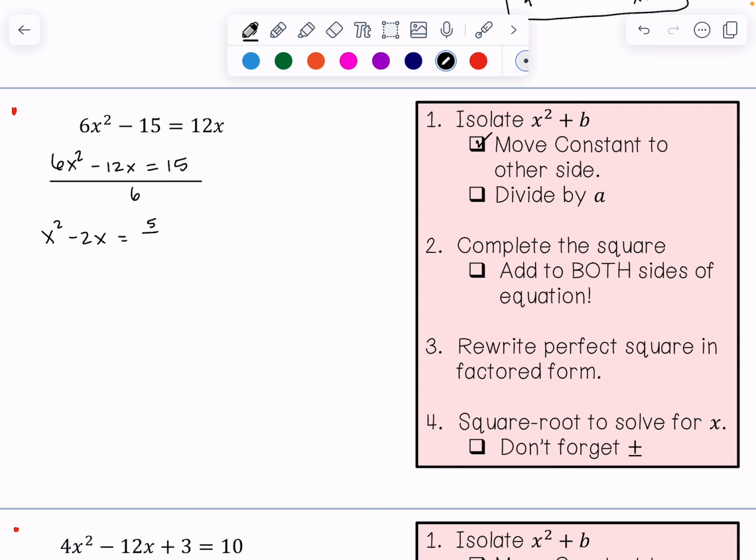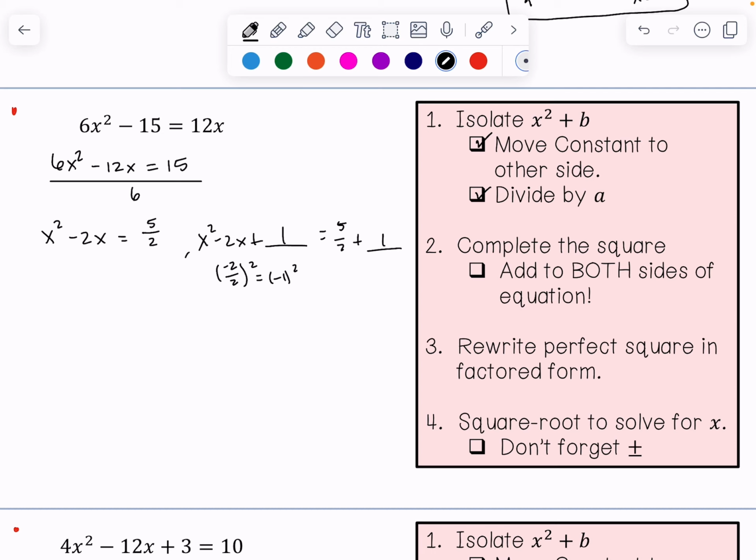Now I'm ready to complete the square. So I'm going to do x squared minus 2x plus something equals 5 halves plus something. In order to find that something, I'm going to do my b term, negative 2 over 2, square it. That does simplify to negative 1. Negative 1 squared is 1. Add that to both sides.